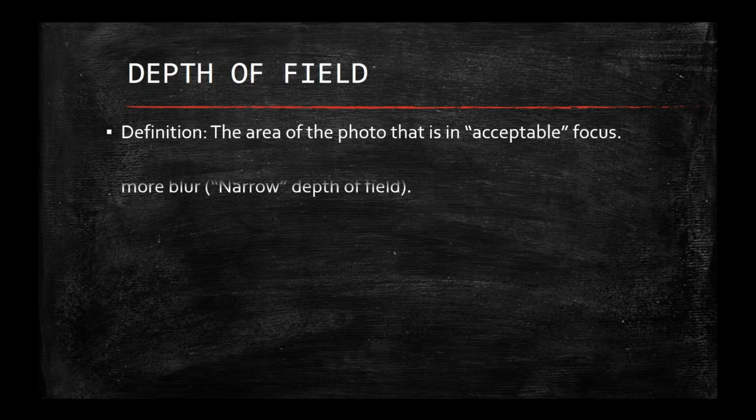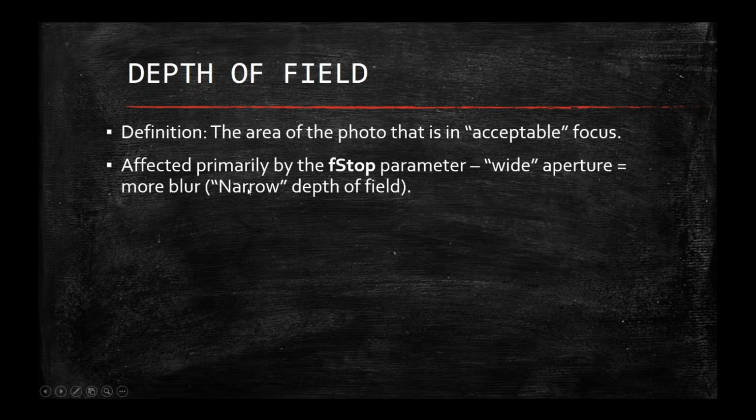And the depth of field is affected primarily by the f-stop parameter. So with a wide aperture, when your aperture is very open, you get more blur in your render, and photographers call this a narrow depth of field. So it's just going to be a very thin slice of your render that's in perfect focus, and then it's going to quickly become blurry as objects are closer or farther away from that point of focus.